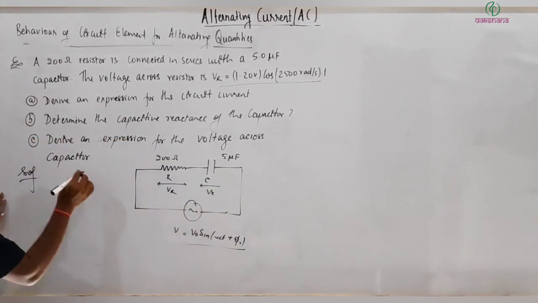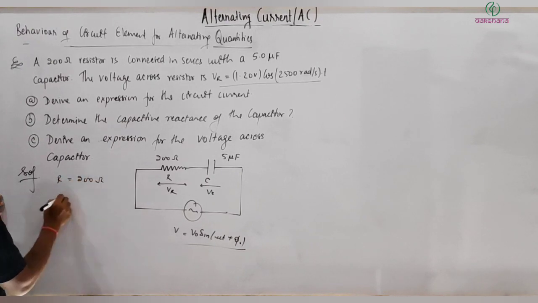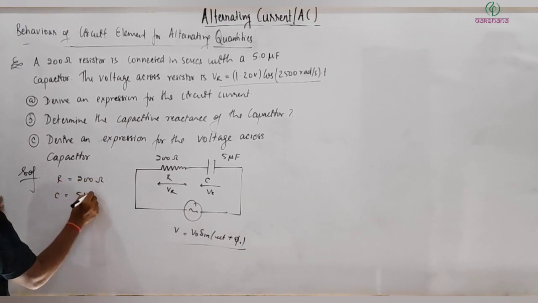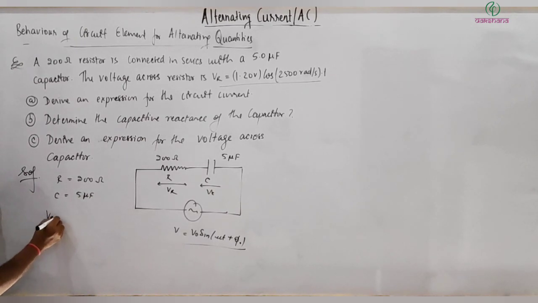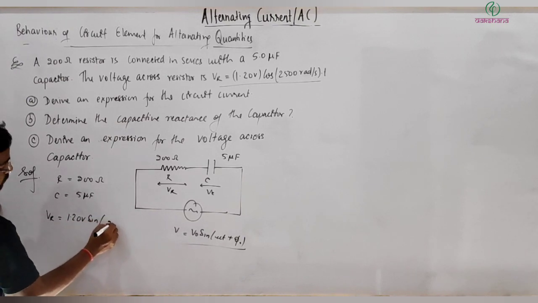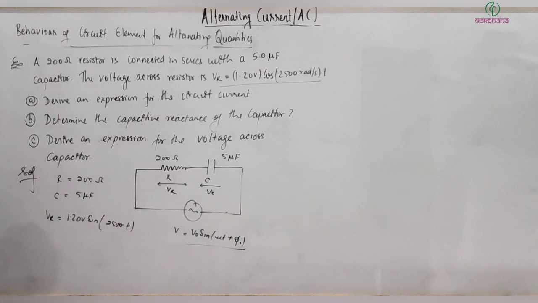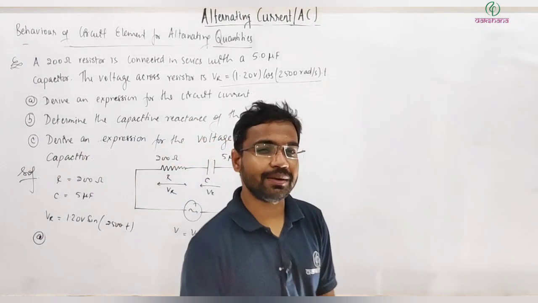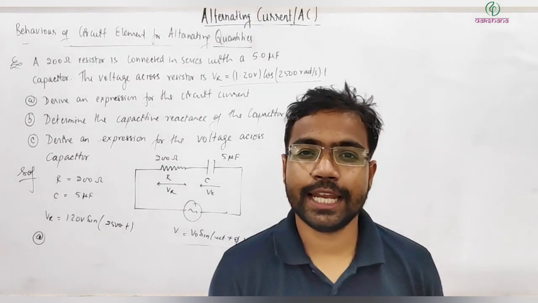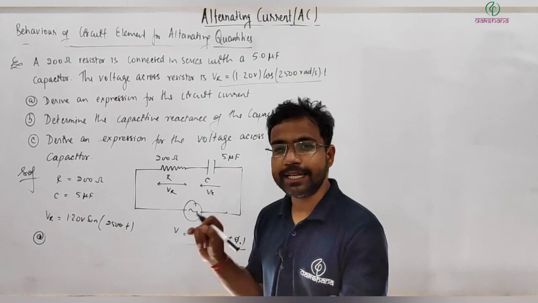R is 200 ohm, C is 5 microfarad, VR is 1.20 volt into sine of 2500 t. Now it's asking to derive an expression for the circuit current. So just read the problem and think about it. I think you can easily get the idea of how we will approach this problem.